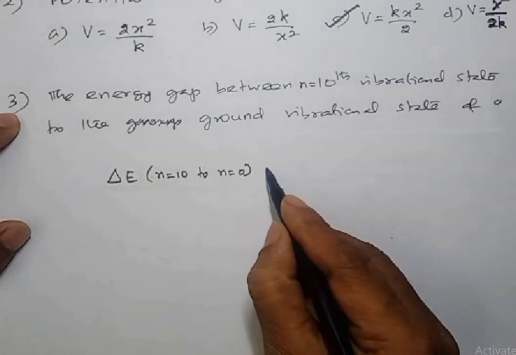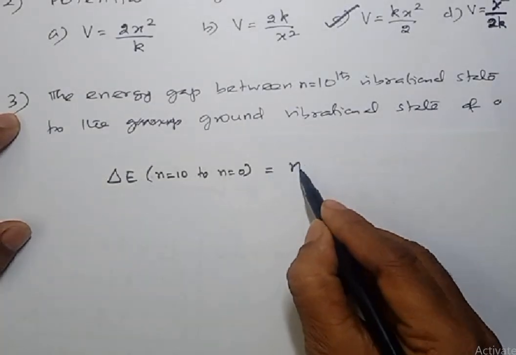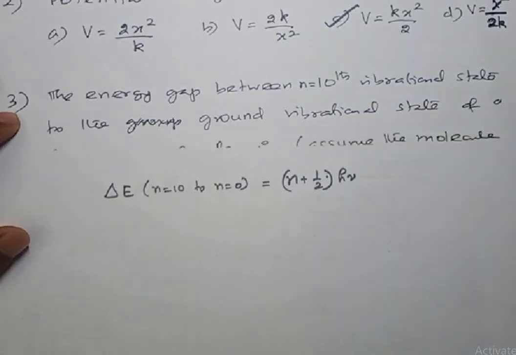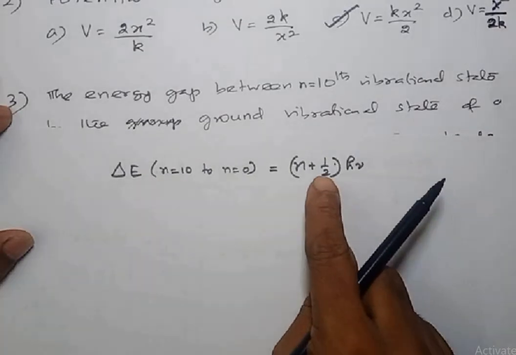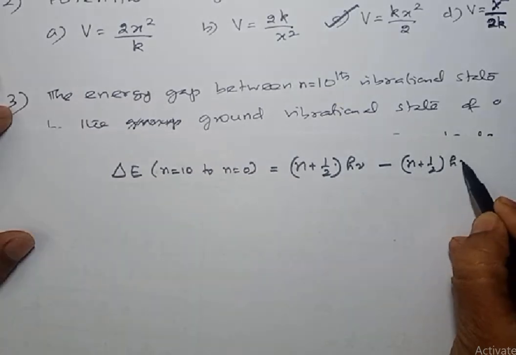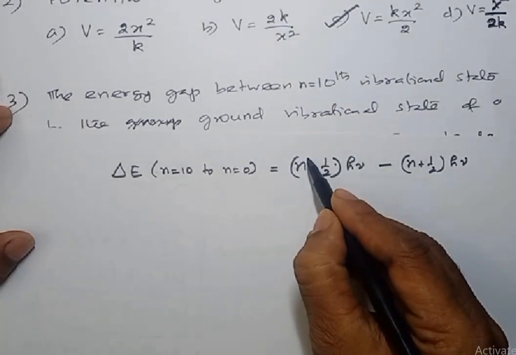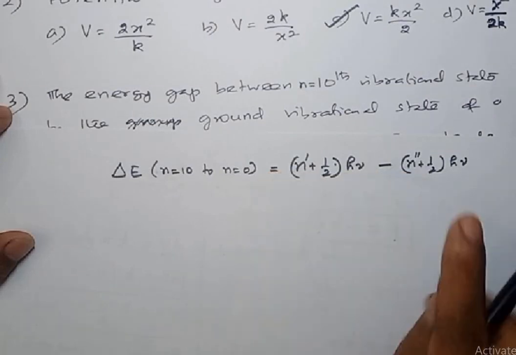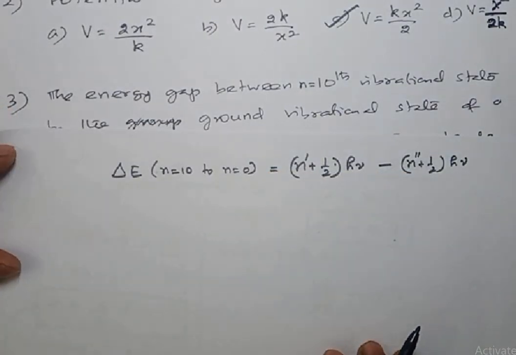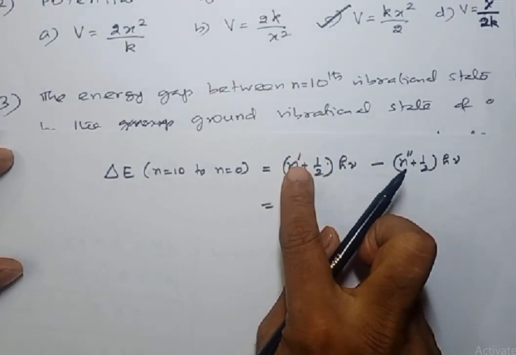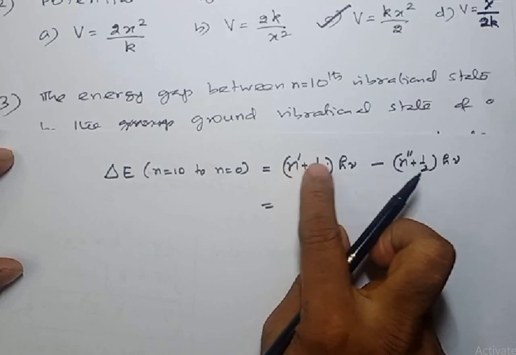Now, listen. What is the energy formula? You know very well: n plus half into h nu for a one-dimensional simple harmonic oscillator. This is for the higher level, minus n plus half into h nu for the lower level. Let me write n prime for the higher level and n double prime for the lower level, where n prime and n double prime are vibrational quantum numbers. Which is the higher level here? n equal to 10. So put n equal to 10: 10 plus 1 by 2, so 21 by 2.